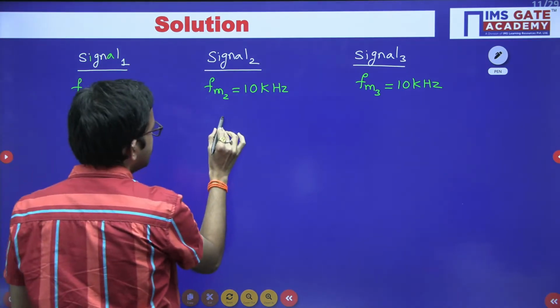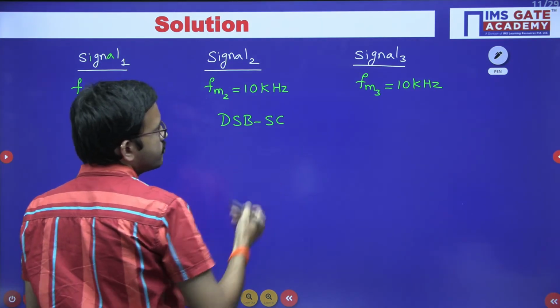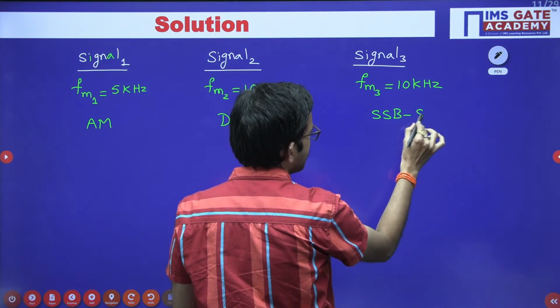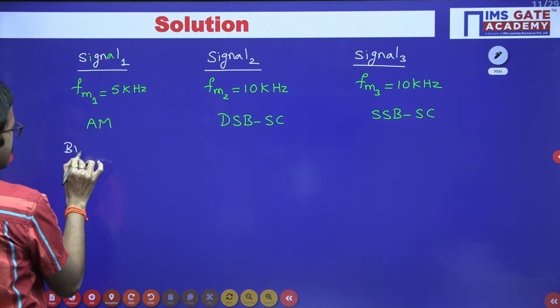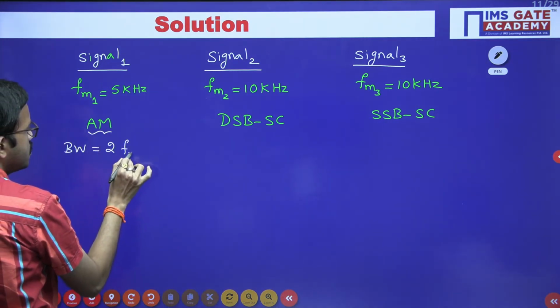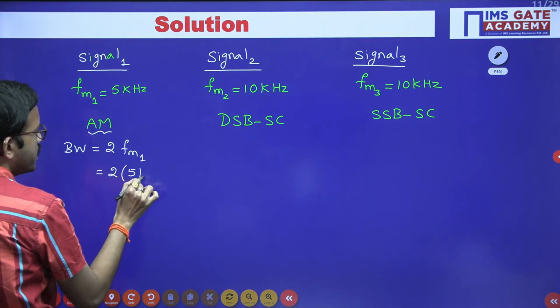And for second signal, they have considered DSBSC modulator. And for third signal, they have considered SSBSC modulator. Now let us calculate the bandwidth. Bandwidth. For AM signal, it is 2 times maximum frequency. So 2 into 5K is nothing but 10K.